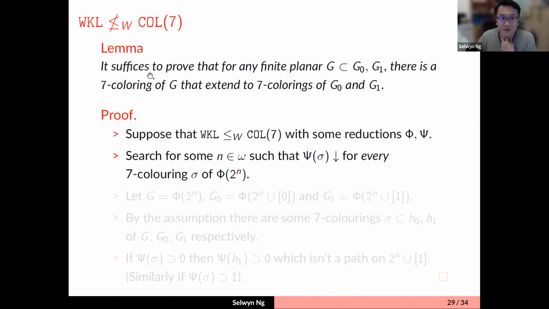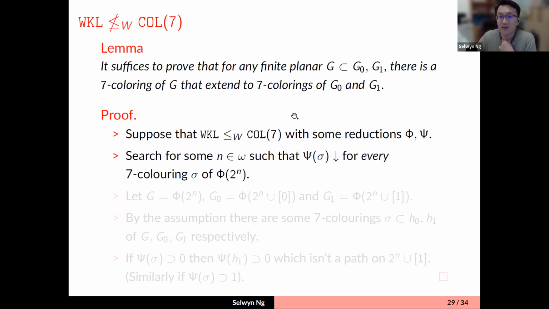So the first claim is that in fact it suffices to reduce to the following purely graph theoretic fact. For any finite planar graph G extended by G0 and G1, so G is finite and planar, and G0 and G1 just have to be planar, they don't have to be finite. For any such 3 graphs, there is a 7 coloring of G that extends to 7 colorings of G0 and G1. In other words, equivalently, for any 3 such graphs, I can find a 7 coloring of G0 and a 7 coloring of G1 that are compatible on G.